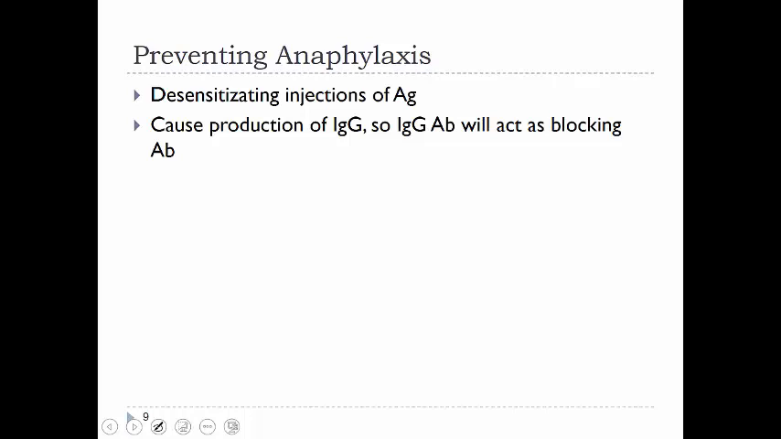But we can also desensitize you to that. That's where we actually give you the antigen in small doses so that your immune system will eventually decide that it should not react to this. We can cause the production of IgG so that antibody will act as a blocking agent for the reaction.